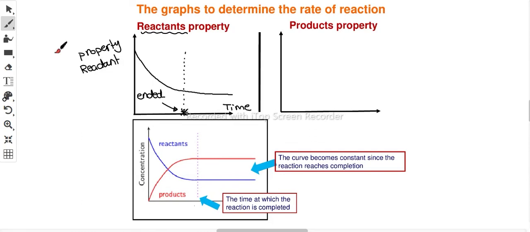Now, if you are considering a property which is for a product, so on the y-axis, you have the property for products. And I have the time. This property could be anything: mass, volume, pH, conductivity, concentration. What will happen? Start thinking. Products, at the beginning of the reaction, it's a 0. Then it will start to increase. Then it will become constant. When it becomes constant, this is an indication that the reaction reaches completion.